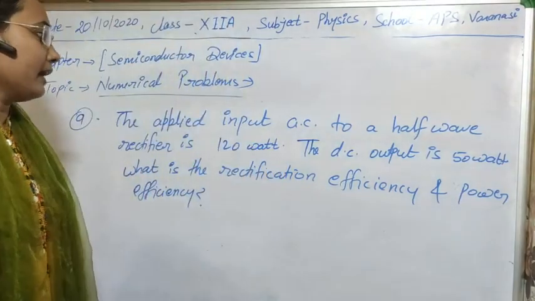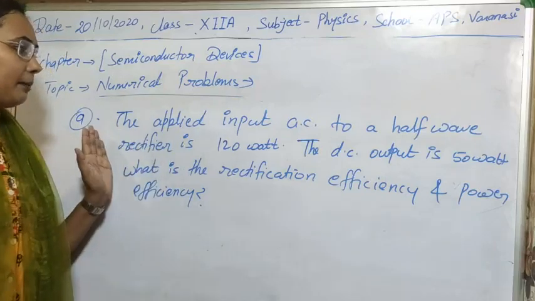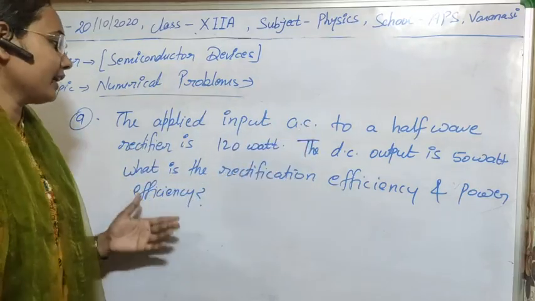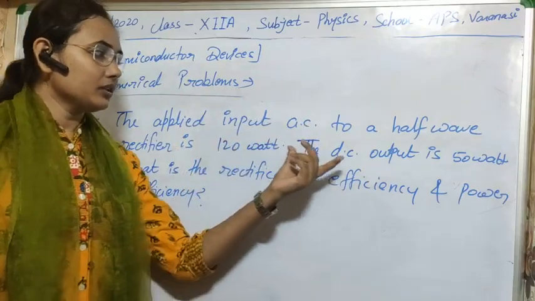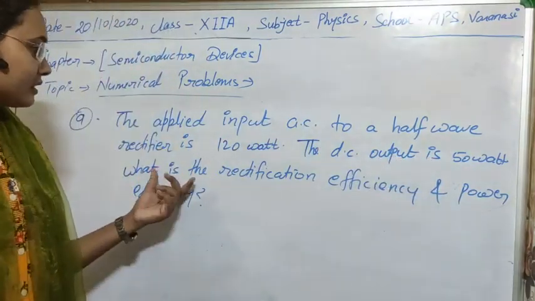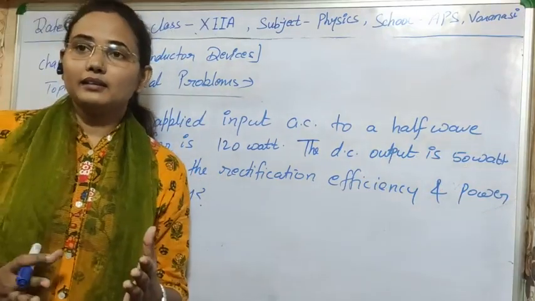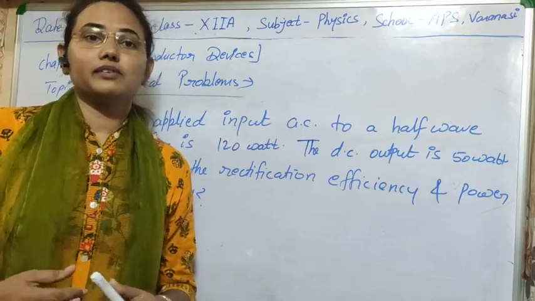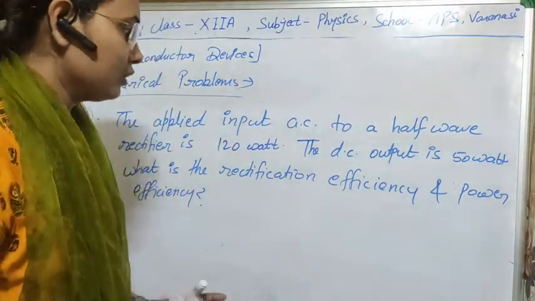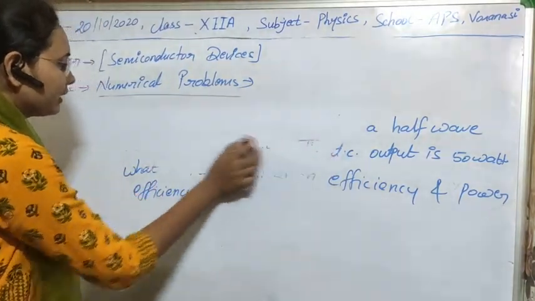Based on that, here is one problem we have: the applied input AC to a half wave rectifier is 120 watt, and the DC output power is given, that is 50 watt. So what is the rectification efficiency and power efficiency? Don't think that rectification efficiency and power efficiency are the same. Both are different. Let's see what the formula for them is and how we can calculate them.